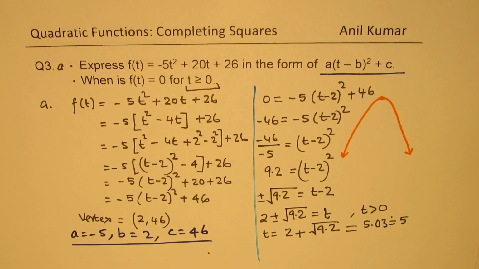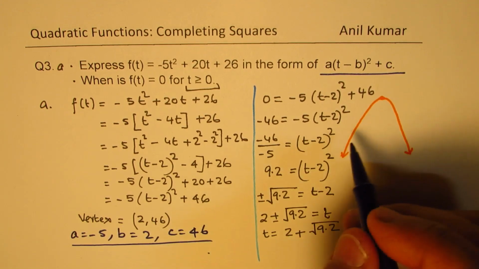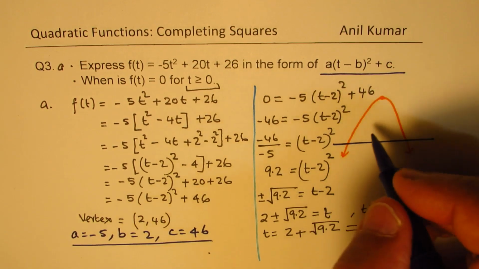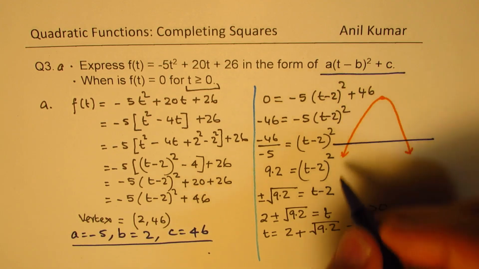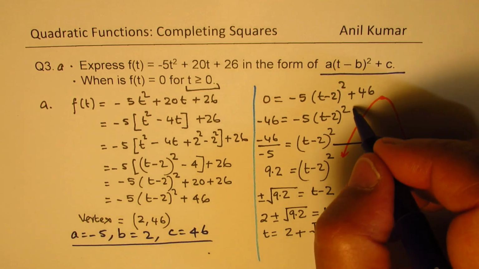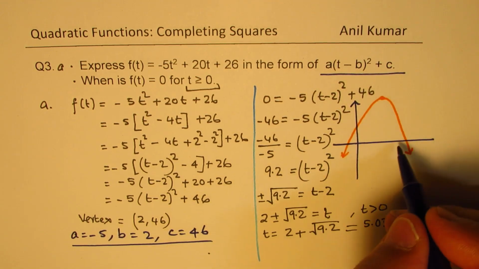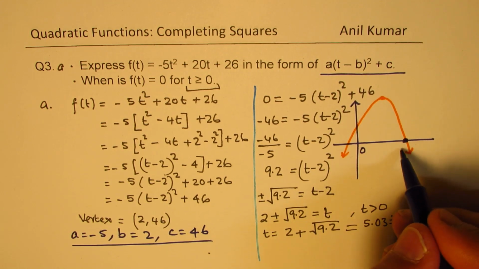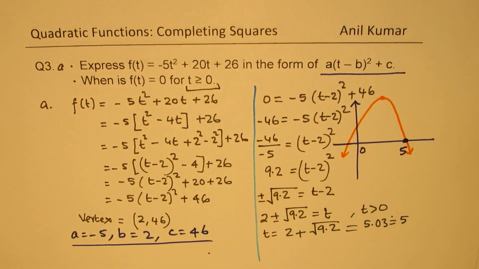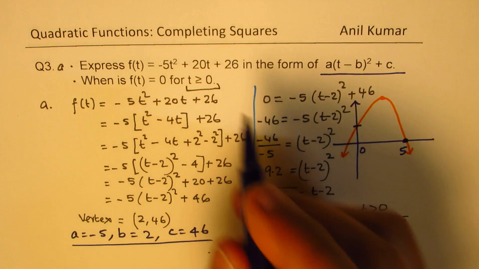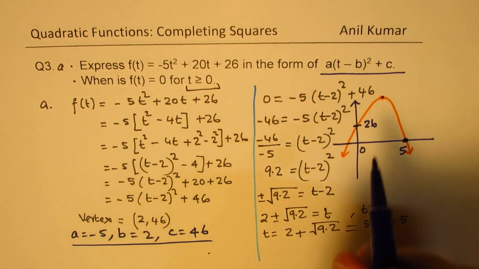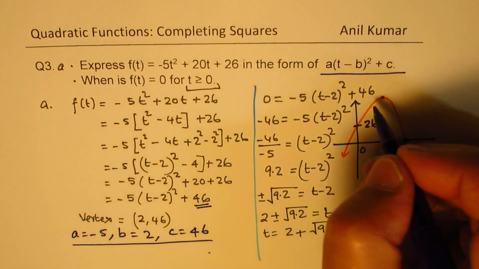What it really means is something like this. Let me just sketch something like this here. Okay, so it is kind of like this, right? So we are looking at this point. From 0, this point is approximately 5 units away, correct? And this point here, which is the y-intercept, will be 26, right? And this point, which is the maximum, is 46.